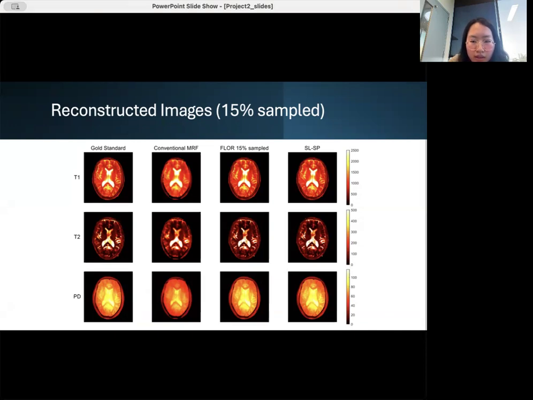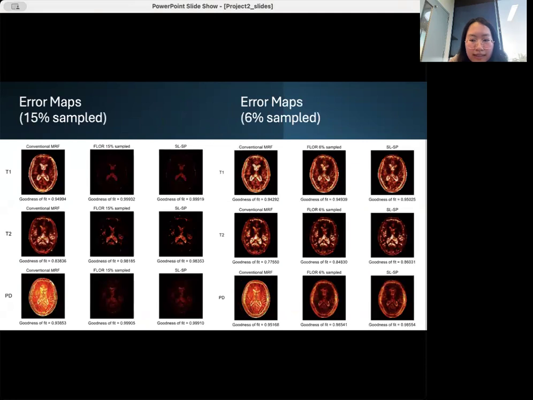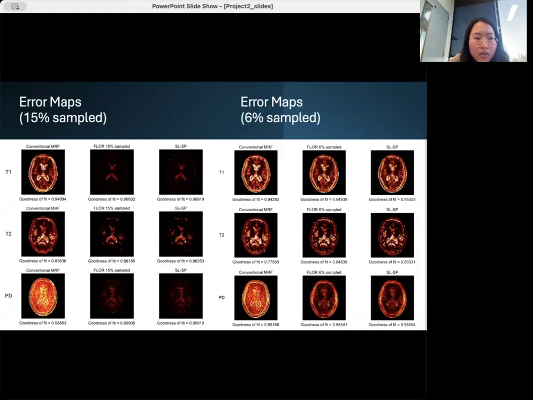So to further compare the reconstruction performance of different methods, particularly between FLOR and SLSP, we generated error maps and calculated the goodness of fit for each parameter map using the normalized mean square error as the cost function. And also, we conducted experiments using a 6% sampling ratio. And here are the reconstructed images, and here are the error maps.